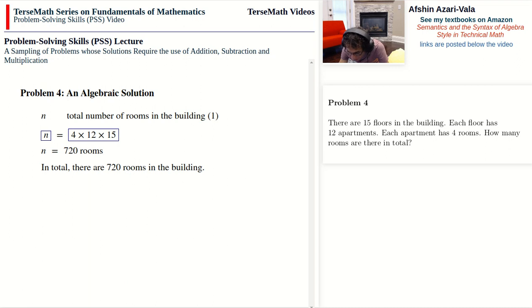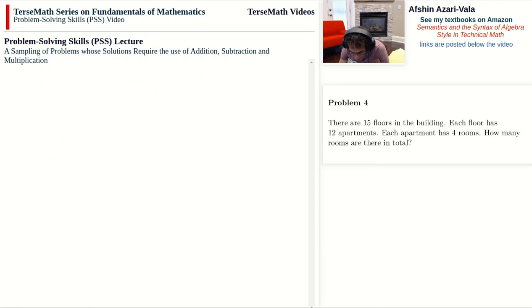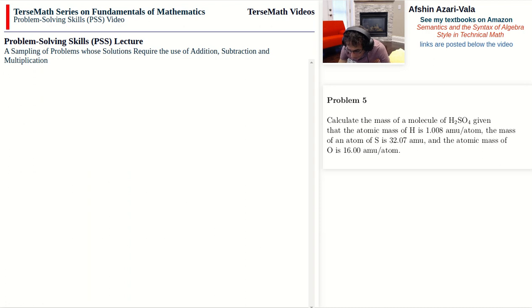We're going to move on to problem number 5. This problem is from chemistry. Problem 5 says calculate the mass of a molecule of H2SO4 given that the atomic mass of H is 1.008 AMU per atom, the mass of an atom of S is 32.07 AMU, and the atomic mass of O is 16 AMU per atom. Let's briefly talk about some of the background chemistry that we need in order to be able to solve problem number 5.